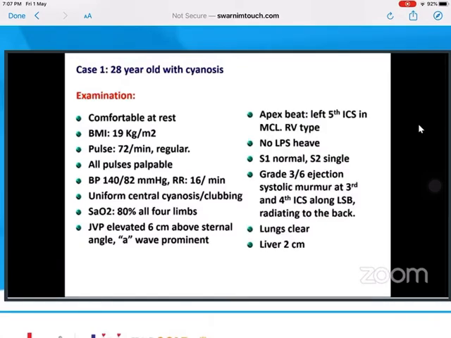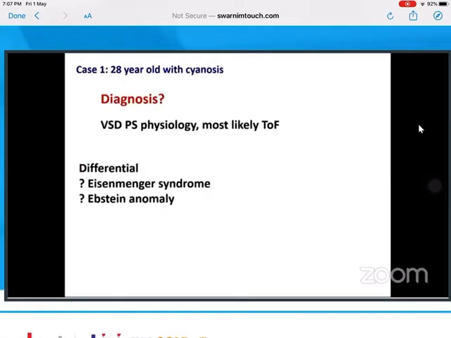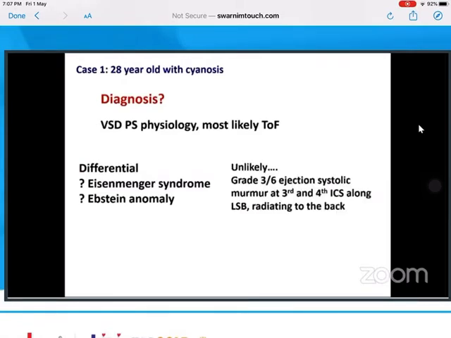Apex beat is in the 5th left intercostal space, RV type, no left parasternal heave, single second heart sound, and a loud grade 3/6 ejection systolic murmur at the 3rd and 4th left intercostal space, which is radiating to the back. Lungs are clear, liver is 2 centimeters. So I think we are pretty sure that the diagnosis is likely to be tetralogy of Fallot. We will not consider Eisenmenger syndrome or Ebstein's because there is a loud systolic murmur at the 3rd and 4th intercostal space, which is grade 3/6, and therefore we should discard these possibilities.